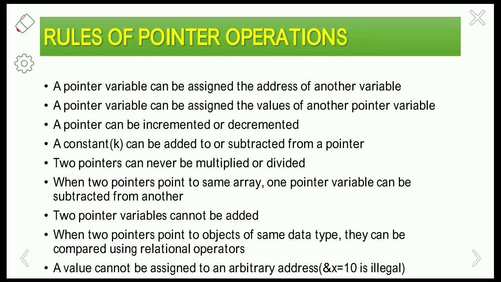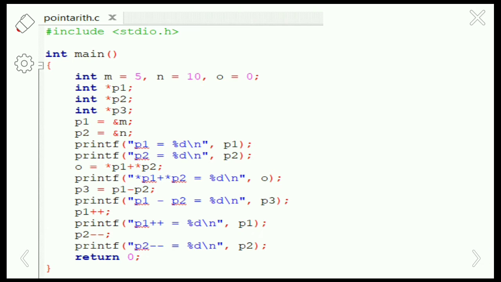So these are some of the rules of the pointer operations. Here we can perform arithmetic operations on the pointers for incrementing and decrementing, and we can add a constant value to the pointer, or subtract a constant value from the pointer, and we cannot perform multiplication or division operations. These are some basic rules of performing pointer arithmetic operations. Now let us see a program on pointer arithmetic operations.